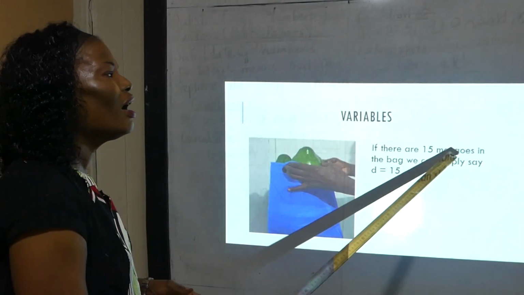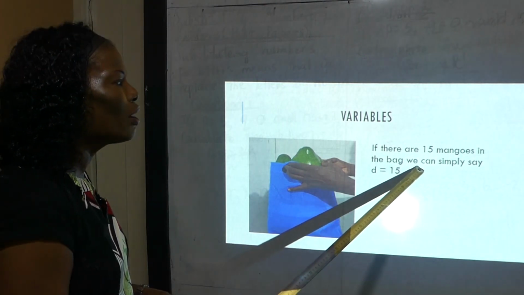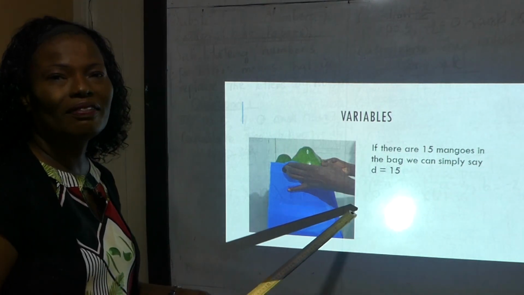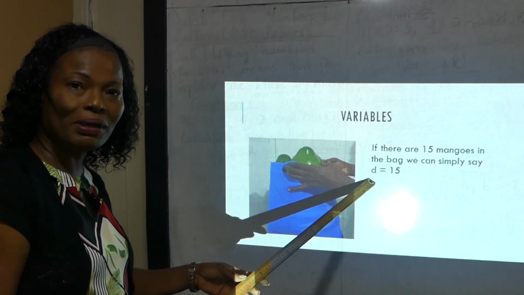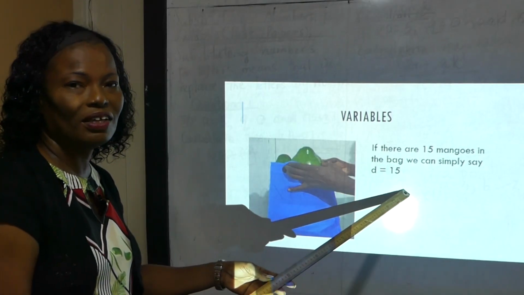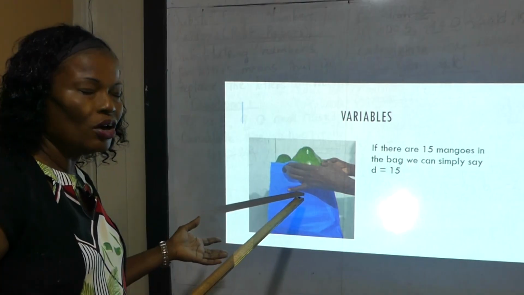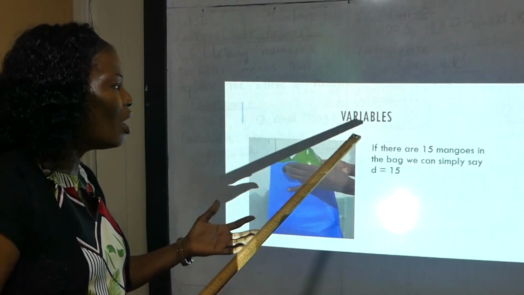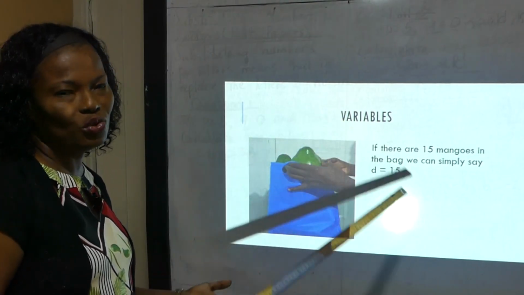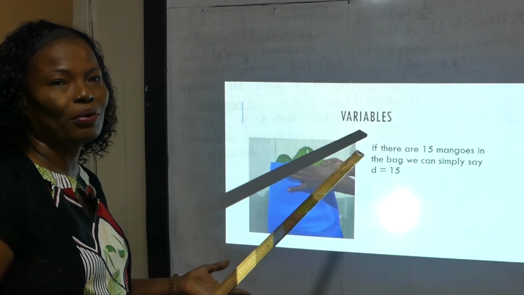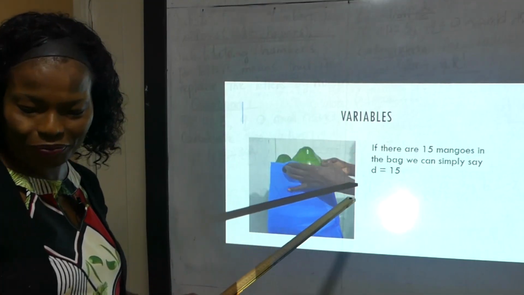So if there are 15 mangoes in the bag, we can simply say that D, the variable D, is equal to 15. So we would know now how many are in the bag. So when we don't know, it's an unknown quantity, we just use a letter to represent that number. Understand?